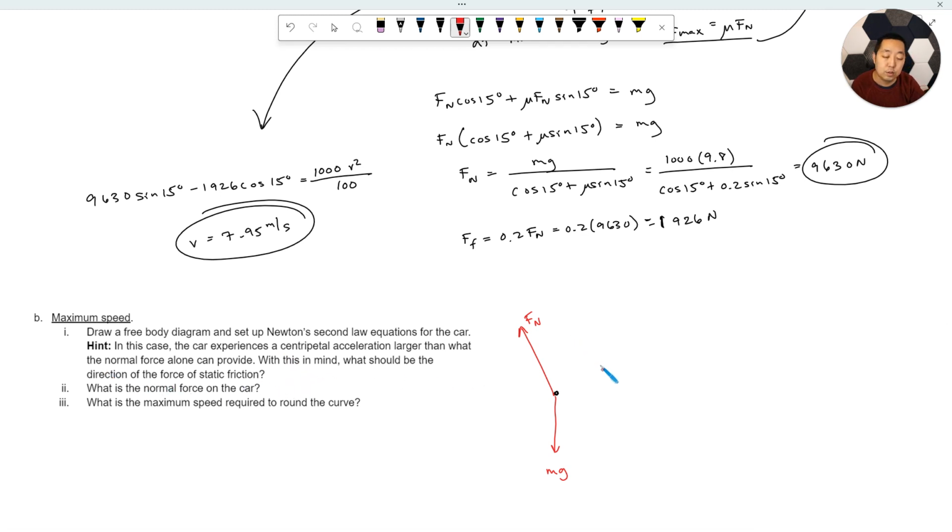In that case, what should the direction of the static force be? This is going to be down the ramp, okay? So we're literally just going to make it go down the ramp instead of up the ramp. And now why is that going to change? Why should it go down the ramp?